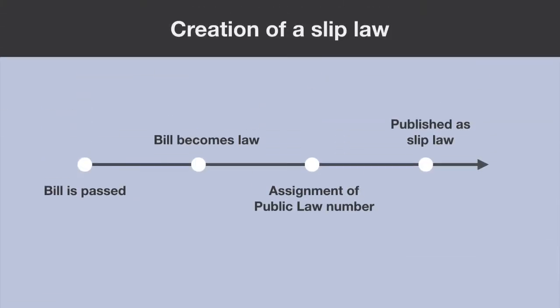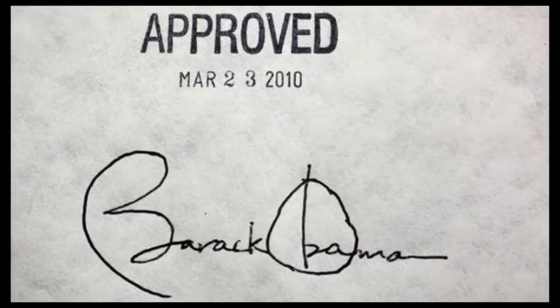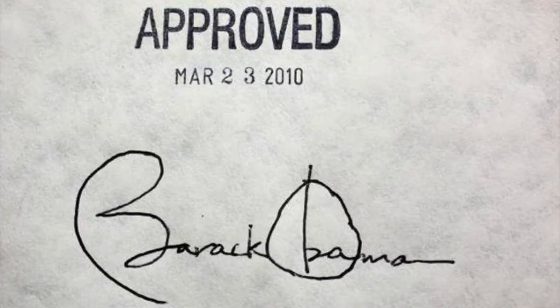Once a bill has been passed, it officially becomes law, is assigned a public law number, and is published as a slip law. For example, the Patient Protection and Affordable Care Act, commonly called the Affordable Care Act or Obamacare, is a United States federal statute signed into law by President Barack Obama on March 23, 2010. On that date, it would have been immediately available in slip law form as Public Law 111-148.